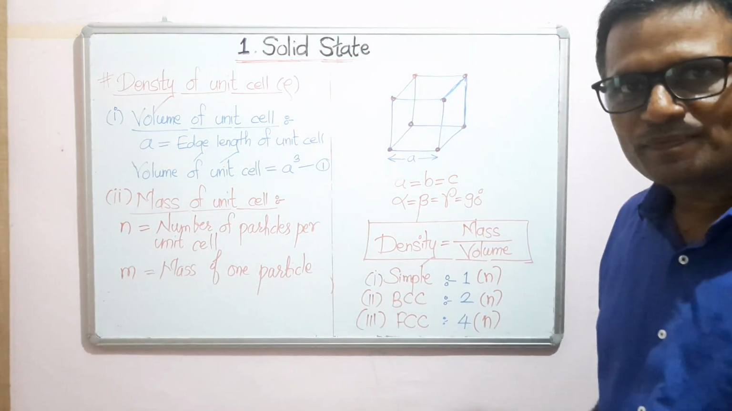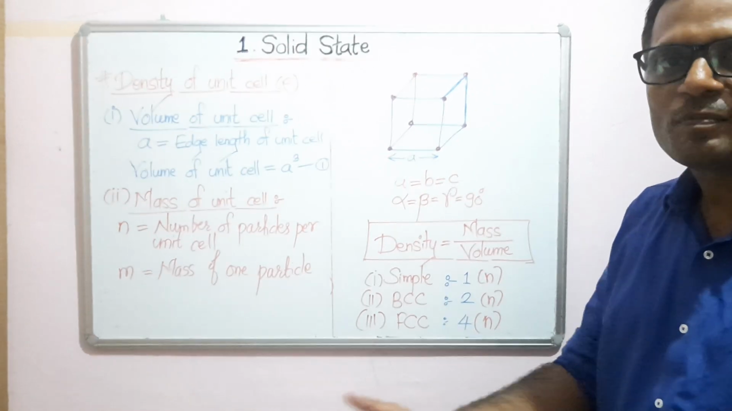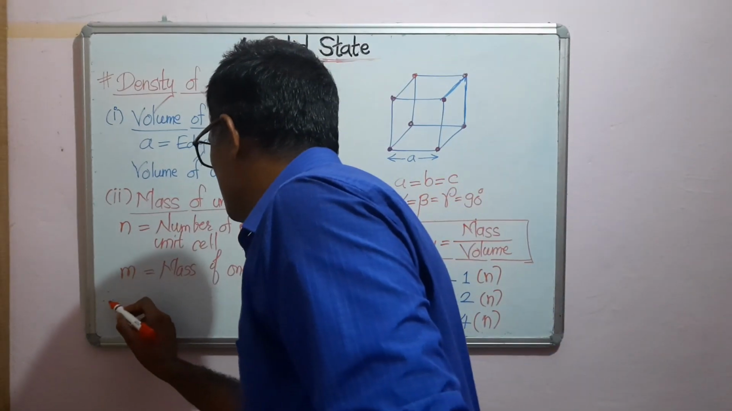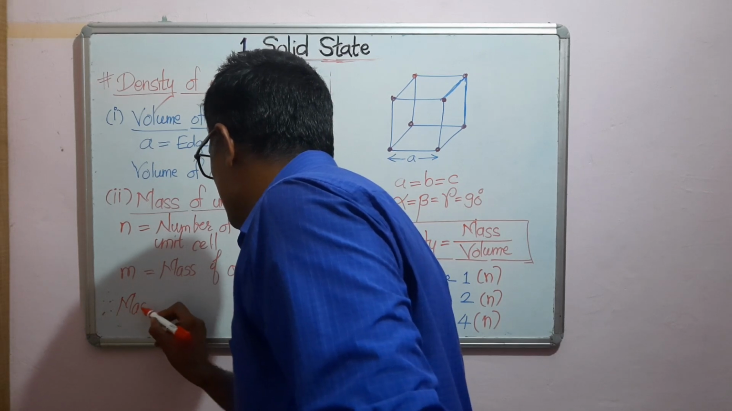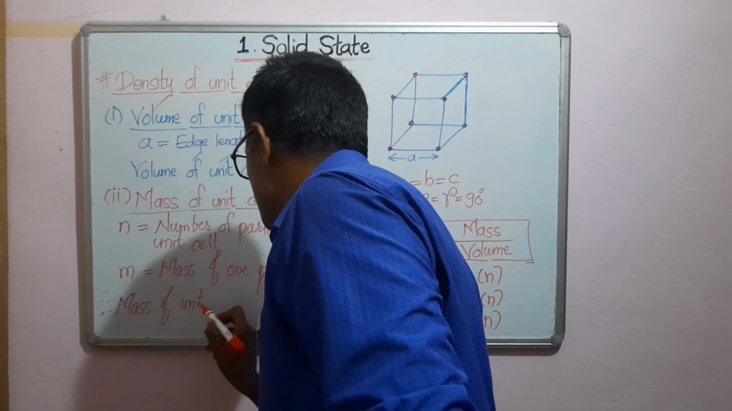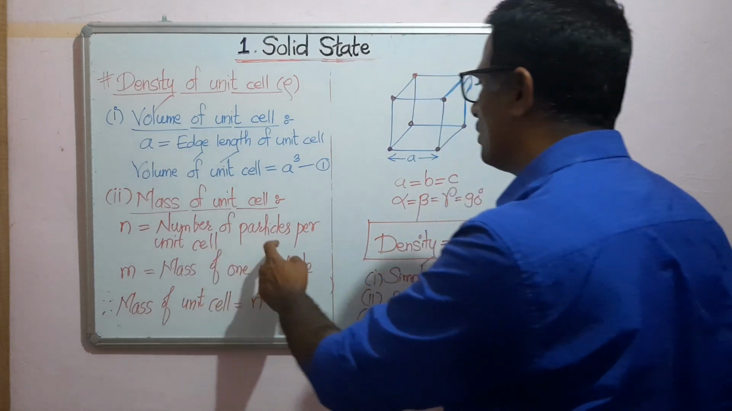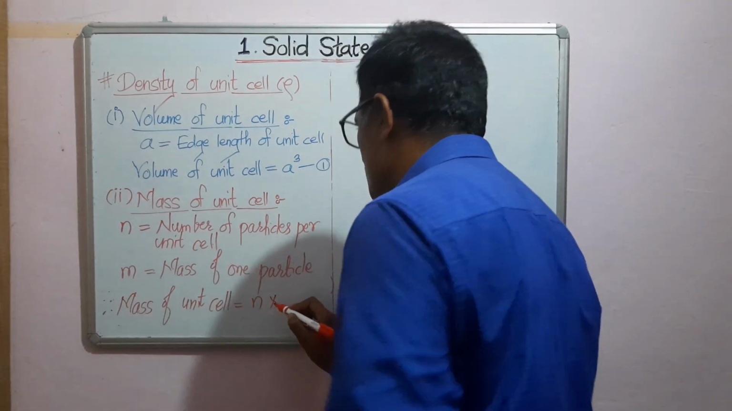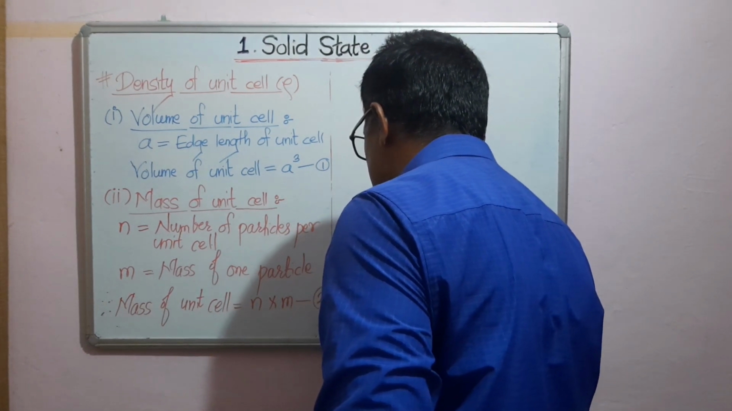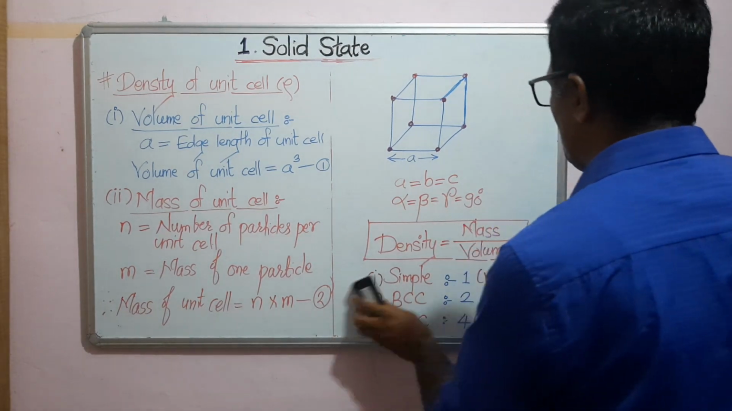So the total number of particles into the mass of one particle gives you the mass of the unit cell. Just like marbles: the total number of marbles into the mass of one marble gives the mass of a carry bag containing marbles. So the mass of the unit cell is equal to the total number of particles per unit cell into the mass of one particle, that is n into m, and call this equation number 2. This is about the mass of the unit cell.